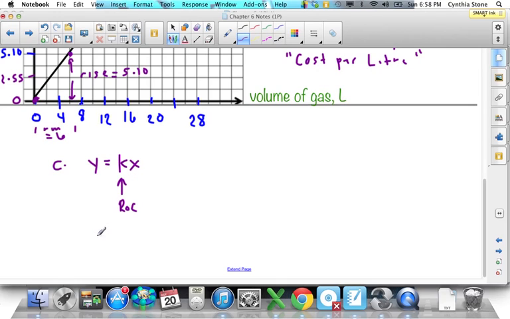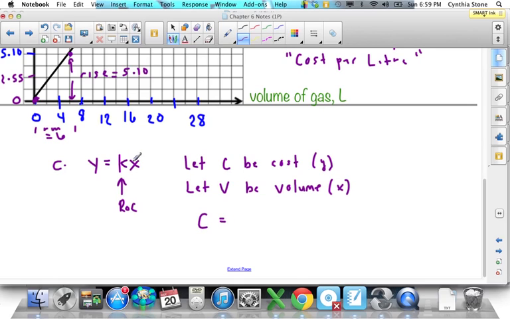So we'll say let C be cost, which is really our y, right? And let V be volume. That's our x, right? So our equation then is C equals rate of change, which we said was 0.85, times volume. There it is.